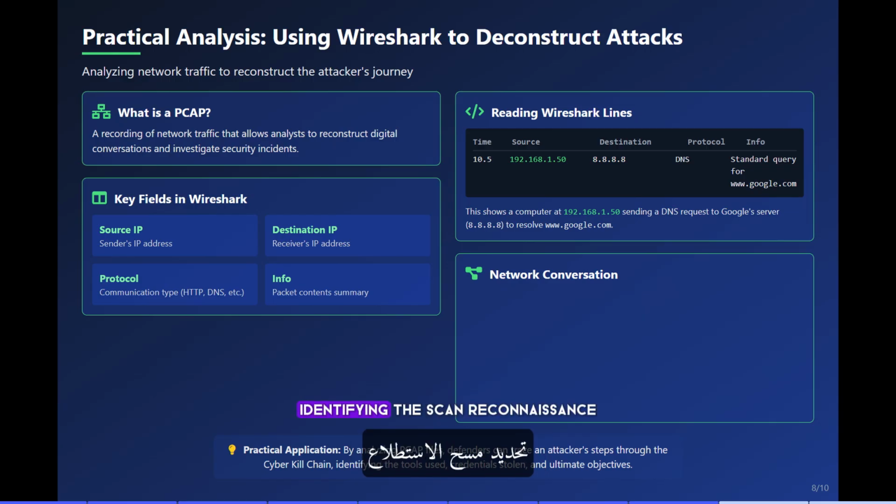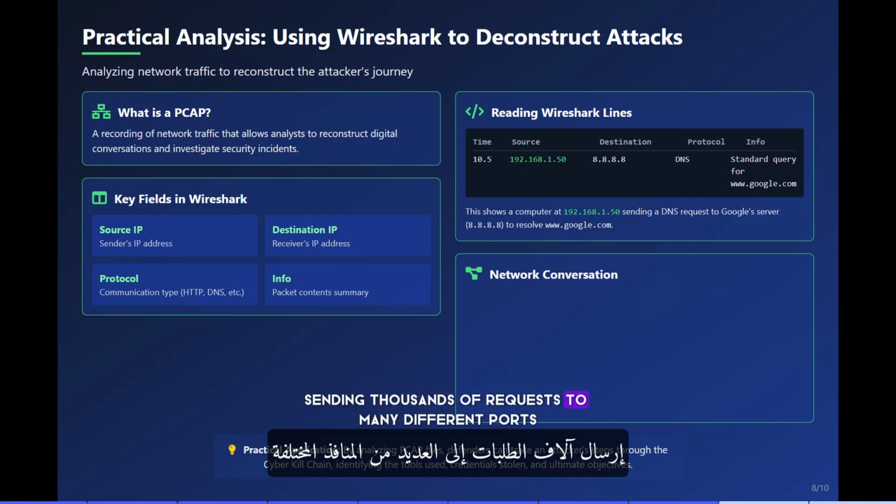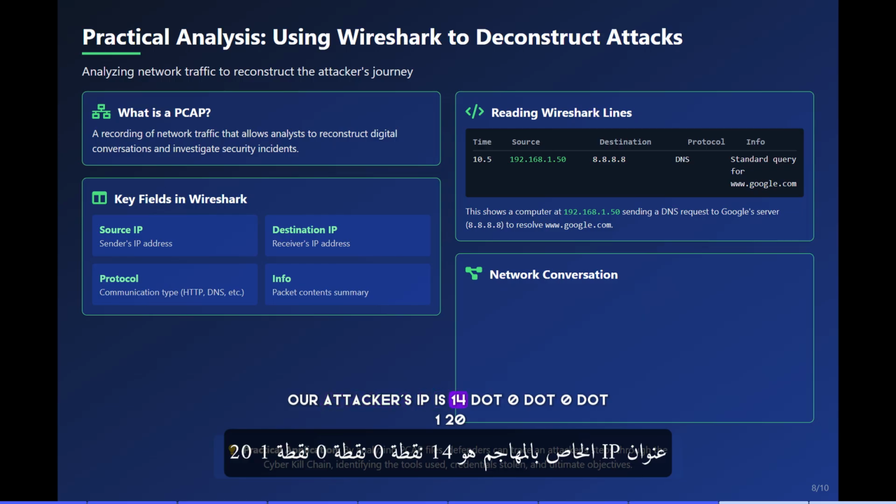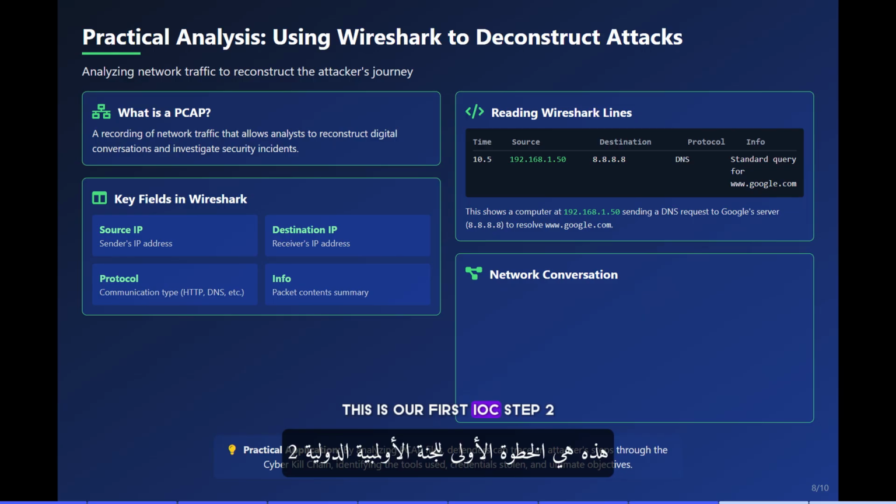Step 1. Identifying the scan, Reconnaissance. As we scroll through the PCAP, we immediately see one IP address, 14.0.0.120, sending thousands of requests to many different ports on our server in a very short time. This is an Nmap port scan. Our attacker's IP is 14.0.0.120. This is our first IOC.